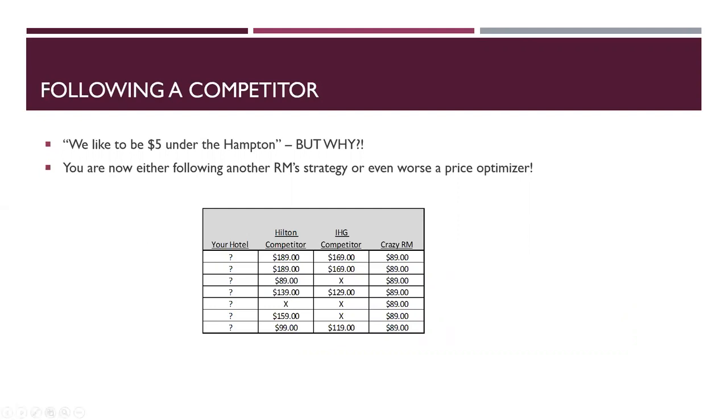So I included this little rate shop here. This has a Hilton competitor, an IHG competitor, and then I threw this one in here just for fun, this crazy revenue manager. But this isn't too far off from what you might see in a real market. If you're always $5 under the Hilton, these are very, very volatile rates, and the reason they're volatile is because a lot of these Hilton and IHG properties use a price optimizer, which doesn't have that human touch. So always keep that in mind.